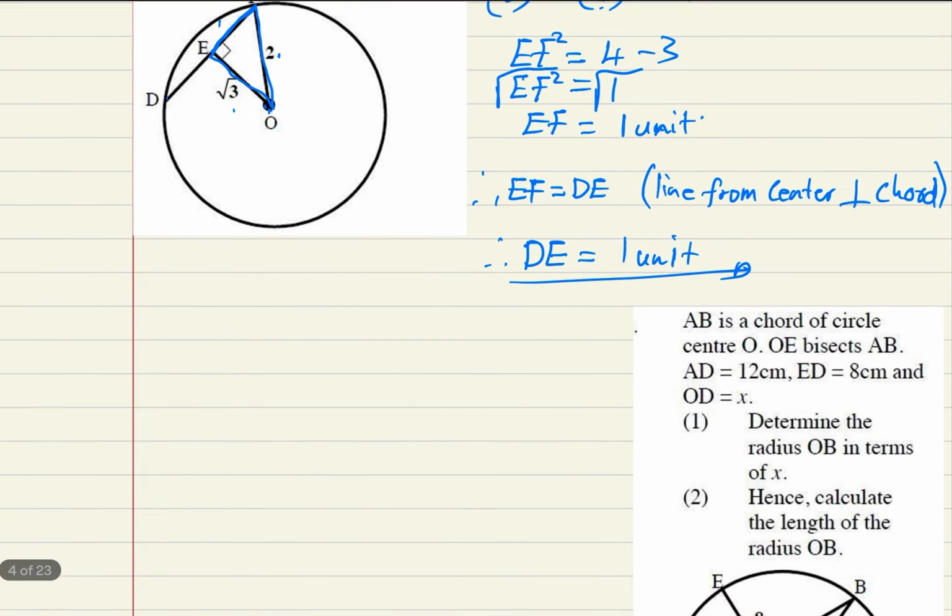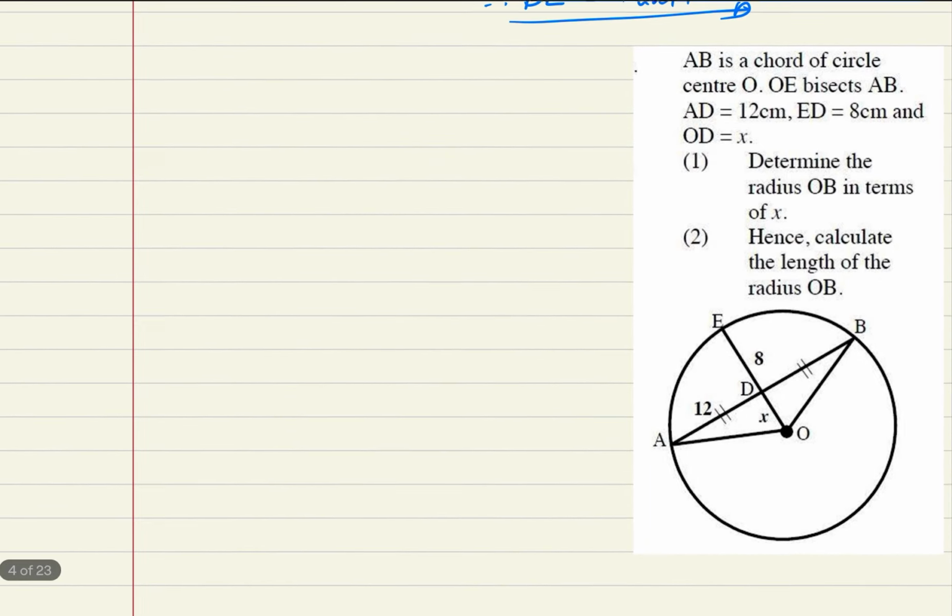Okay, now let's continue to the second problem. Here is our second problem. They say AB is a chord of a circle centered O. OE bisects AB. This is very important. Guys, you highlight such things. This is very important, okay? And then they've given us everything. Determine the radius OB in terms of X. Where is OB? Here is OB.